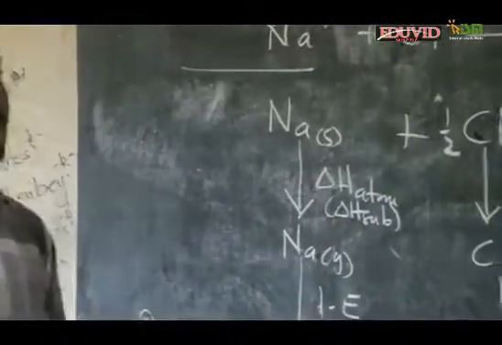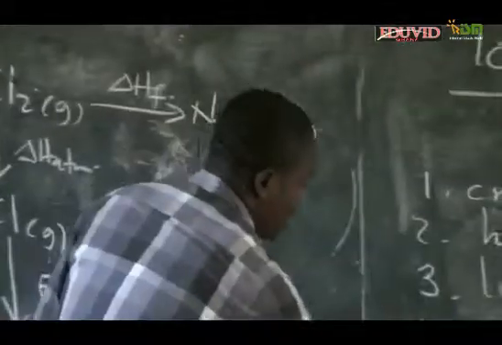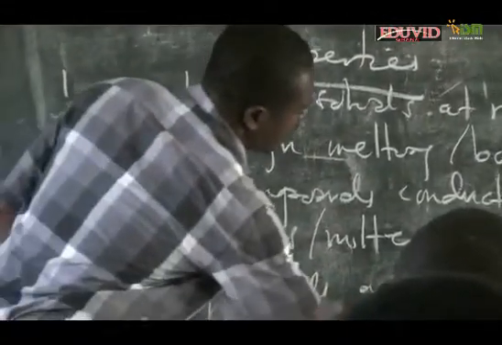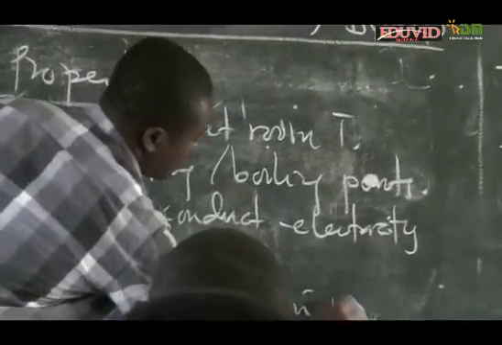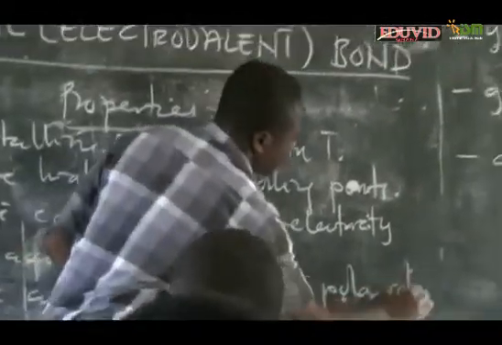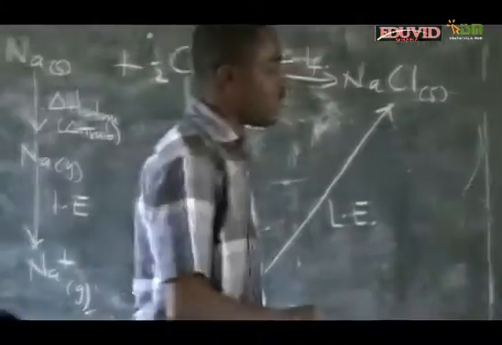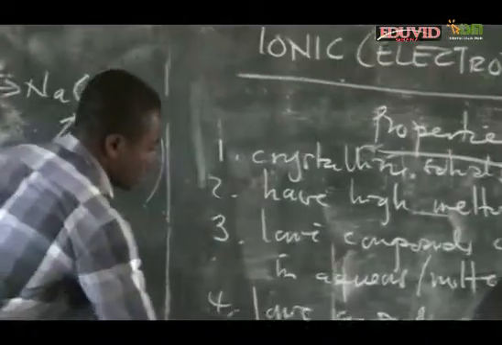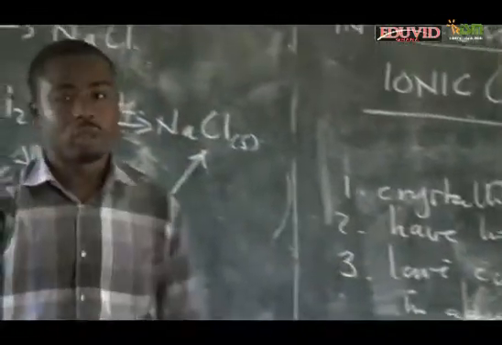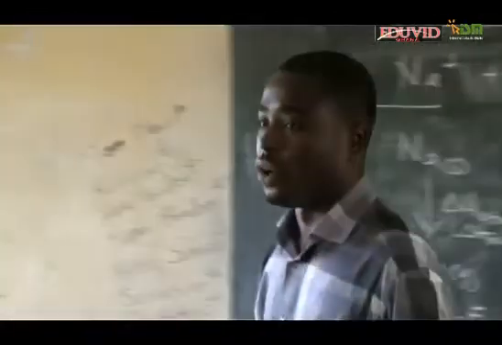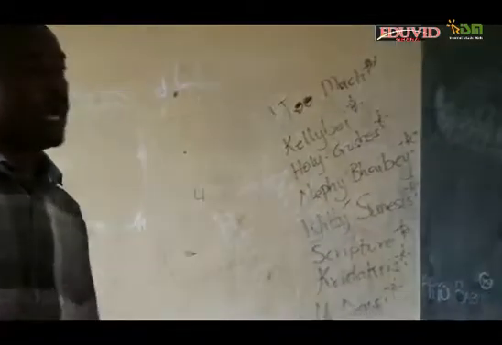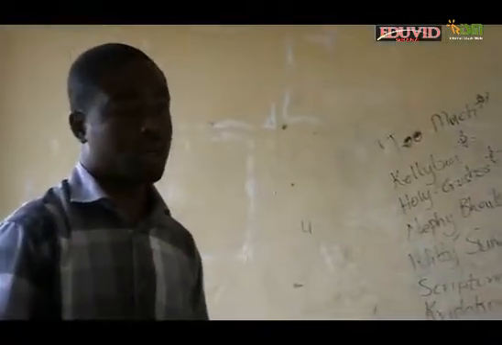They are soluble in polar solvents. Ionic compounds are soluble in polar solvents. What do you mean by that? It means that if you put sodium chloride in water, it should dissolve. But if you put sodium chloride in kerosene or diesel, it will not dissolve. What is the reason? Because water is polar and ionic compounds are usually polar.